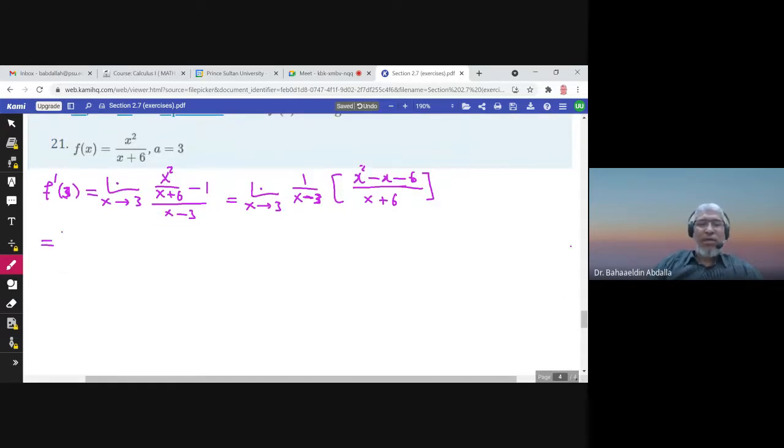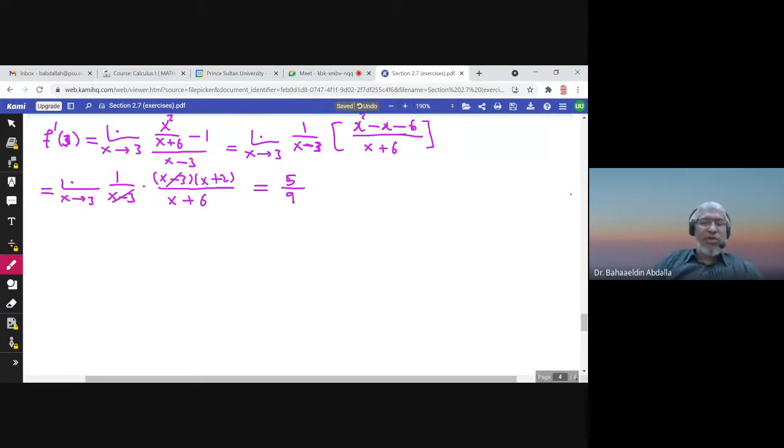And factoring the numerator, I'll have x minus 3 times x plus 2. Negative 3x plus 2x is negative x, and negative 3 times 2 is negative 6. So these two would be cancelled. And I can replace x by 3, so I'll have 5 over 9.